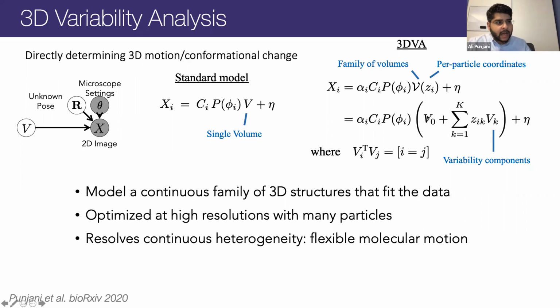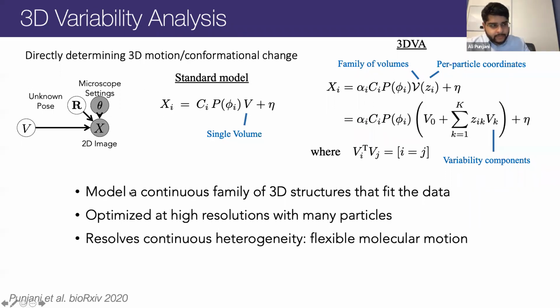The hard part is how do we actually estimate and infer what are the VKs? We know how to infer V0 because that's just how we do regular refinement. But now how do we infer what the VKs are? How do we figure out what are the different ways in which the molecule can change? At the end of the day, that's what captures heterogeneity.